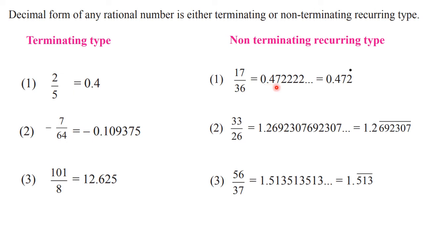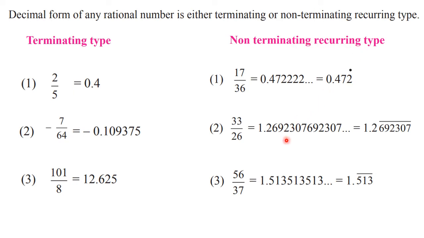But what you can observe here is that after 4 7, the third digit 2 is repeated again and again. That is why it is written as 0.472 and a dot is kept to show that 2 is recurring. So it is called non-terminating recurring type.